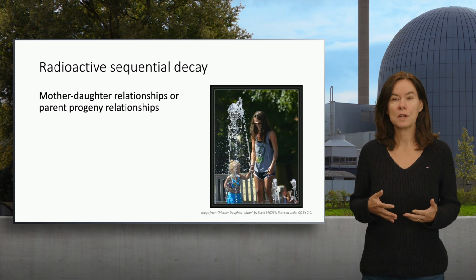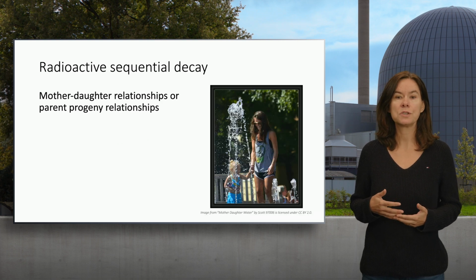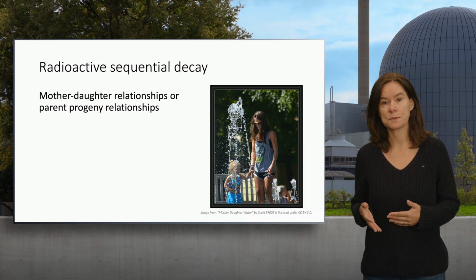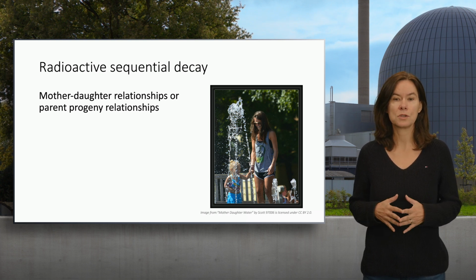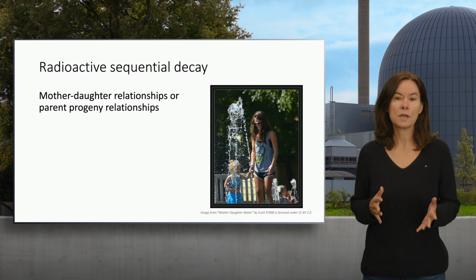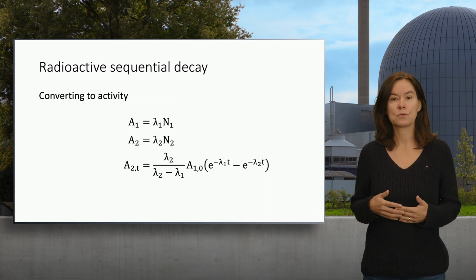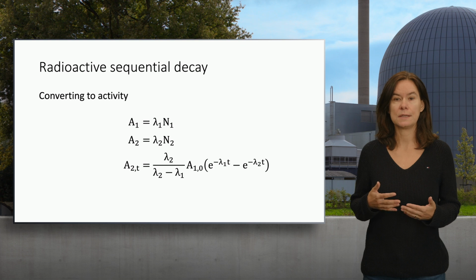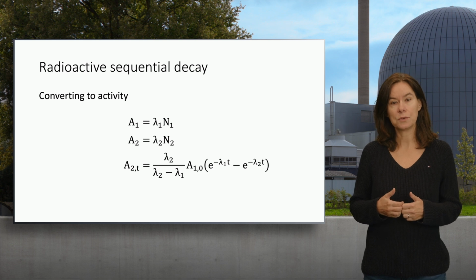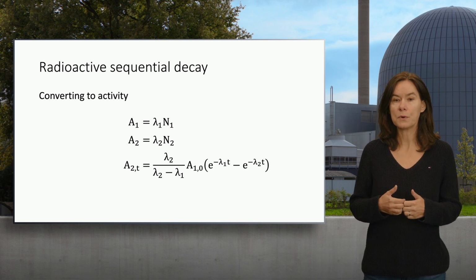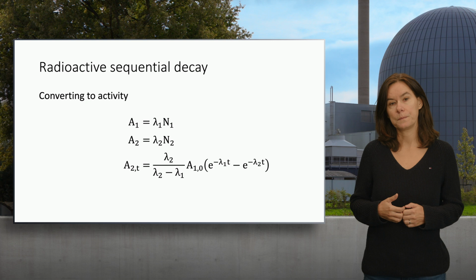We call the relationship between these radionuclides in a sequential decay mother-daughter relationships or parent-progeny relationships. I will stick to the mother-daughter analogy in my lessons. Okay, so we saw the equation that we can use to calculate the number of atoms of the daughter at any time. If we want to determine the activity of the daughter, we need to replace the atoms of the mother and the daughter by their activities, remembering, of course, that the number of radioactive atoms is linked to the activity through the decay constant.